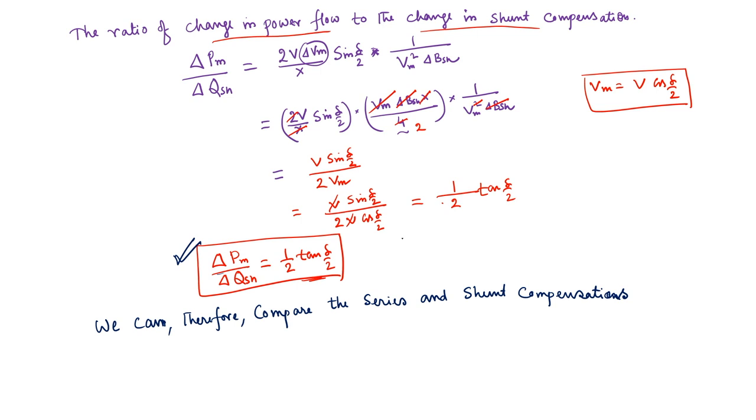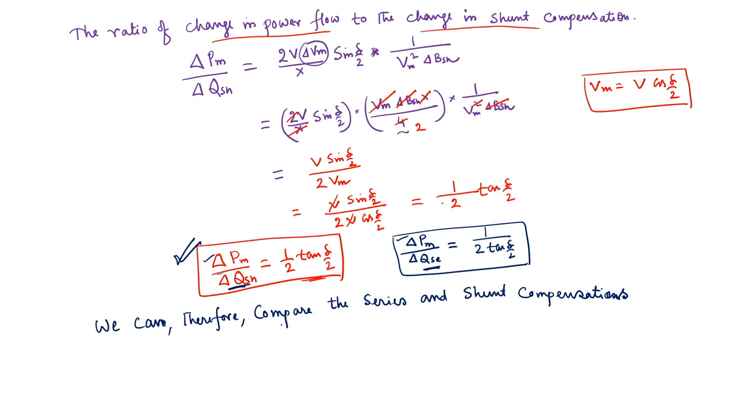So this is one expression and that was another expression, del Pm divided by del QAC, which is coming out to be 1 upon 2 tan delta by 2. So this we get. Where del QAC represents the change in series compensation, and del QSH represents the change in shunt compensation. Both the changes impact the power flow of the line, that is visible, that is understandable.